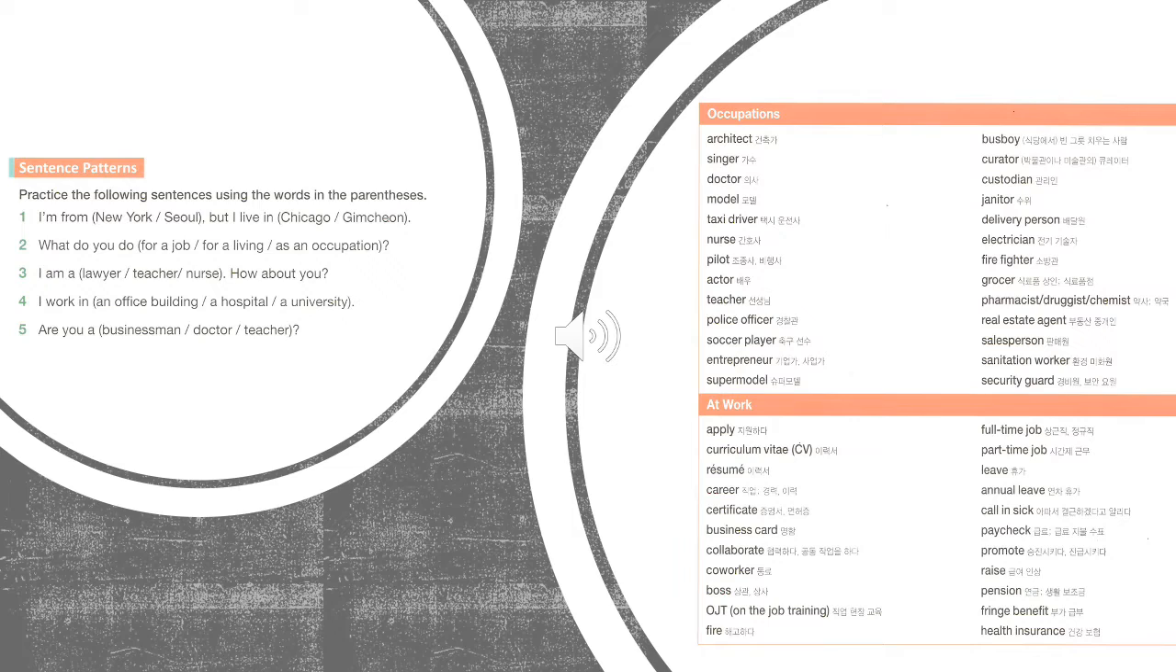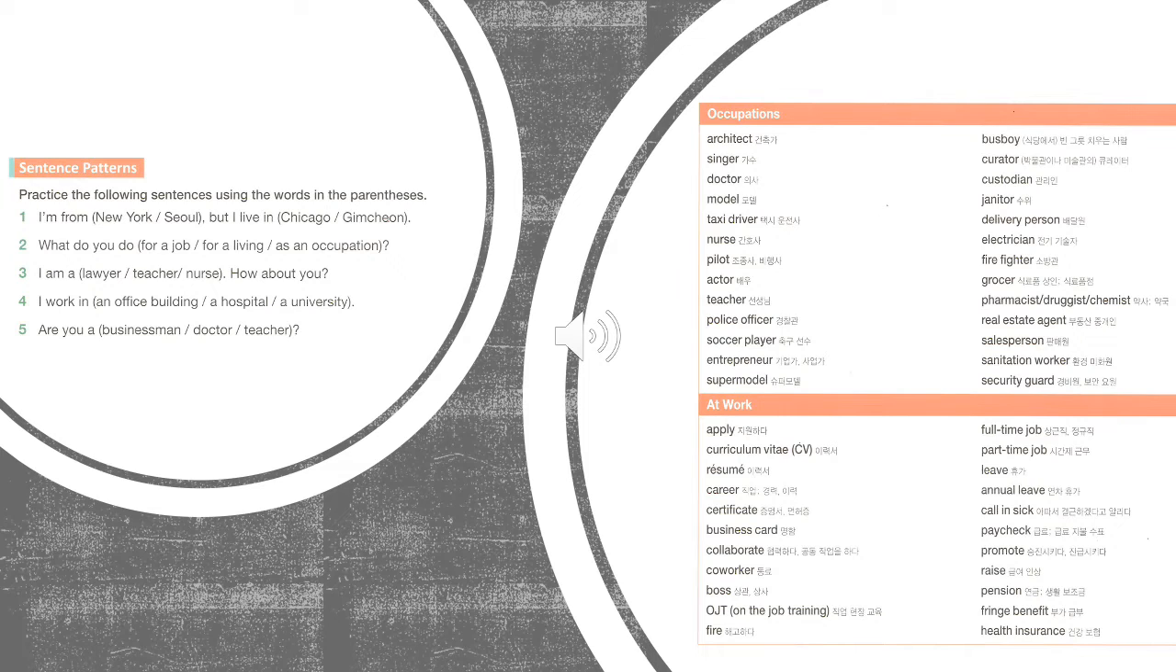Down below, you'll see we have at work. So these are vocabulary words that are related to work and the workplace. So we've got some verbs like apply, right? You apply for a job. We have words like resume. That's the piece of paper when you apply for a job, you give a piece of paper that explains your education background and your work experience. That's a resume or a CV.